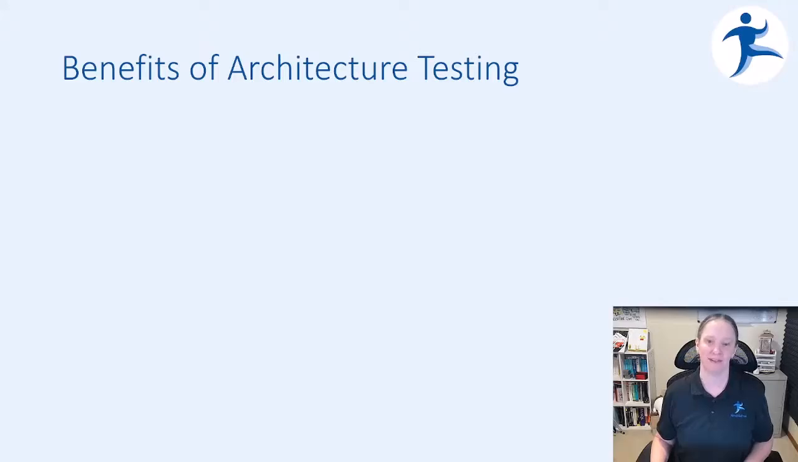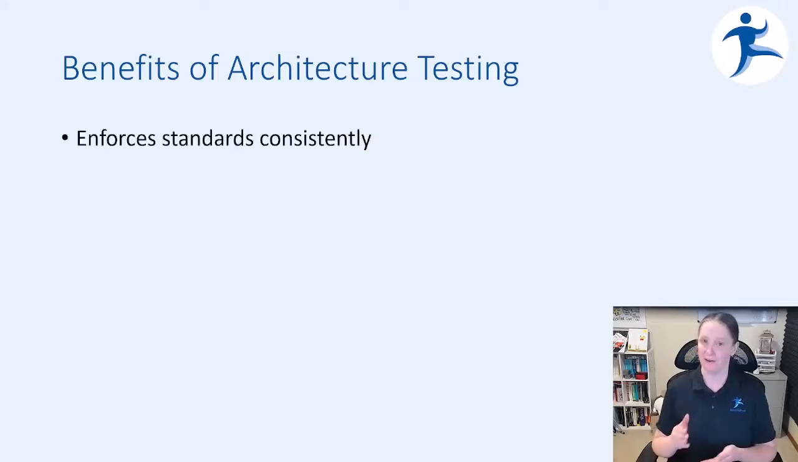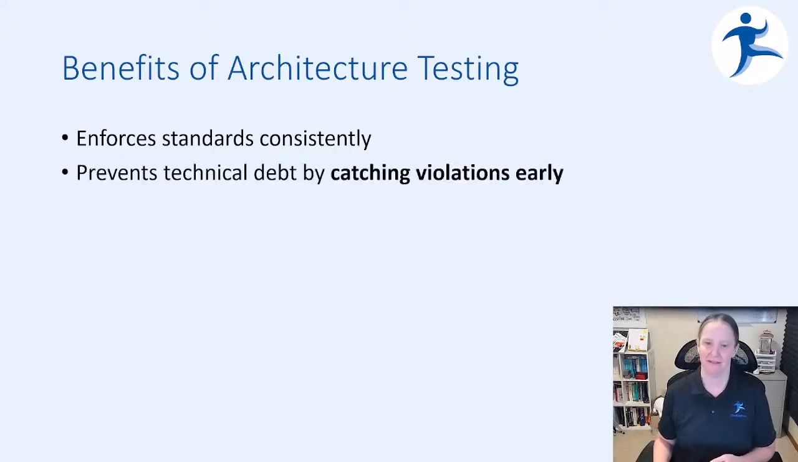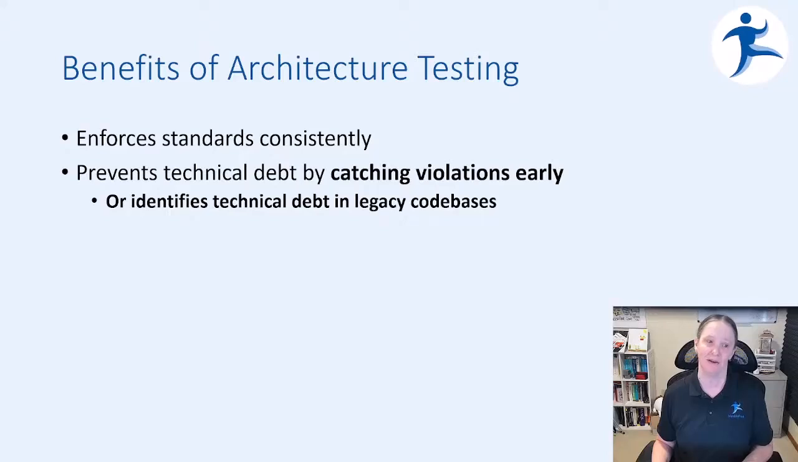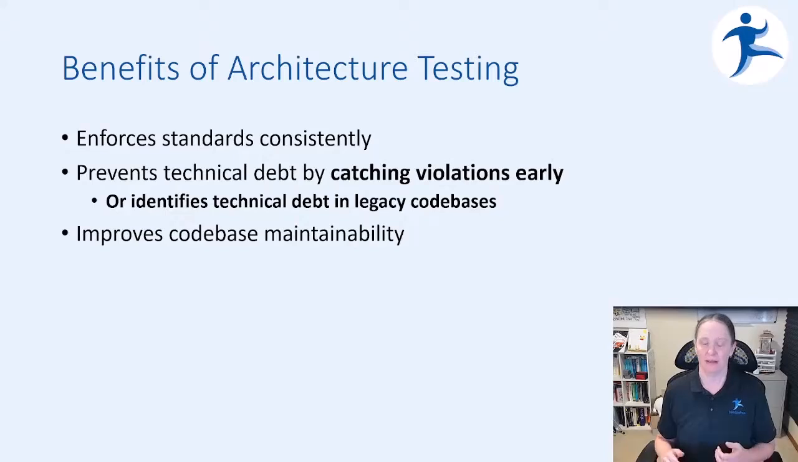So what are some benefits of architecture testing? Again, you're enforcing your standards consistently. If you write the rules to check consistently, then they will be enforced consistently. And if you're dealing with greenfield, this will prevent technical debt because it'll catch those violations early on. Or if you're in legacy code bases, which is super common for the stuff I deal with, we can identify technical debt that has gotten in there. It allows you to make your code base a little more maintainable, a little more readable, depending on the rules that you're bringing into play.